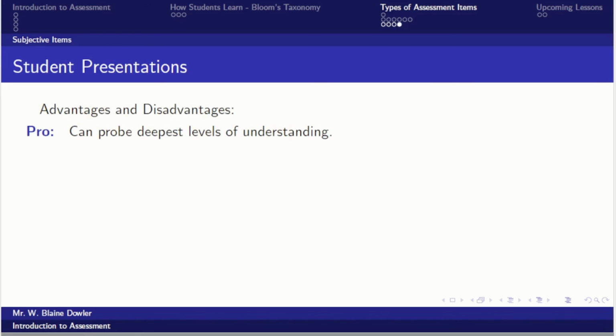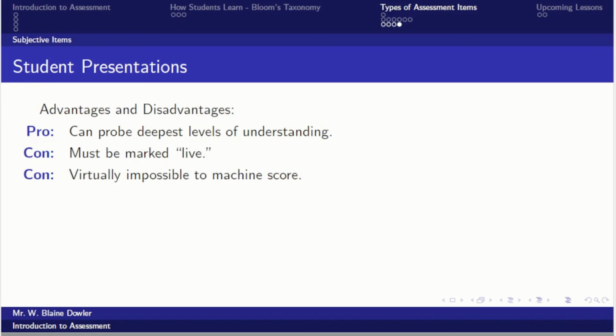And then we also have student presentations. So this is where the student presents, possibly with a slideshow, possibly just with a speech, but it's not a written task. So it probes the deepest levels of understanding. Downside is you have to mark it live. So you can't turn them in and do it when you're in a mood for marking on a Saturday afternoon. You've got to be right there as the teacher and focused on that presentation, which means you're not necessarily focused on the other students in the room at the time.